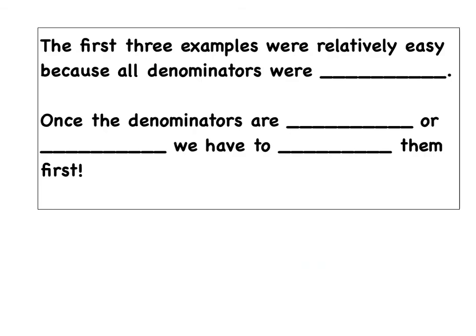Okay, real quick recap of what we've accomplished so far. In these first 3 examples, they were relatively easy because all of the denominators were what? What did all of the denominators have in common? You've got those 3 problems in front of you, and you can quickly look over them and see what they have in common. All the denominators were monomials.